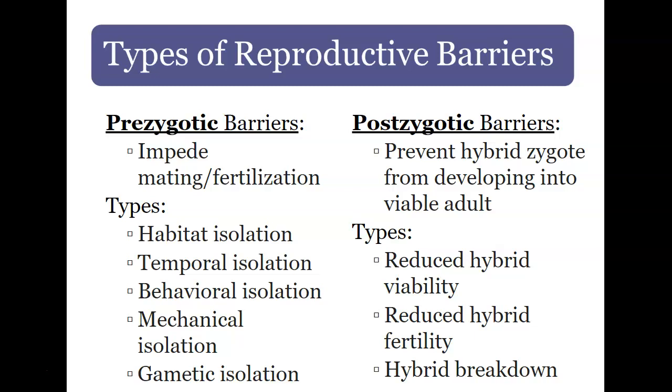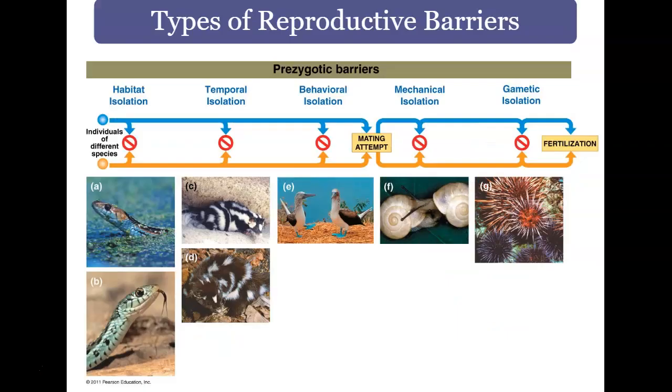Whereas post-zygotic has to do with, great, a zygote was made, but maybe it's not fertile. I did mention that their babies need to be able to have babies. So if you have sterile offspring, then that would be an example of a post-zygotic barrier. So the idea that horses and donkeys can make a mule, for example, but those mules can't have children. That would be an example of a post-zygotic barrier.